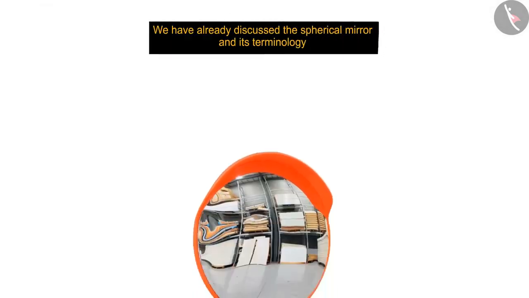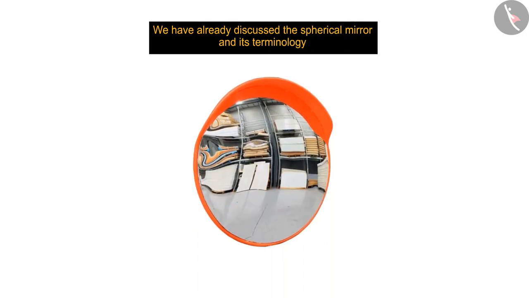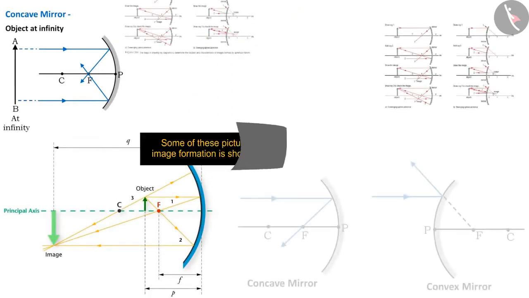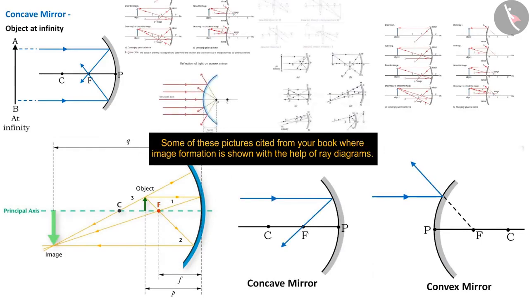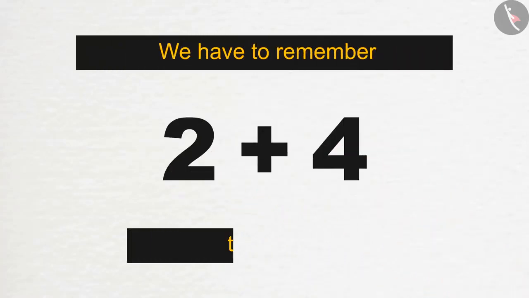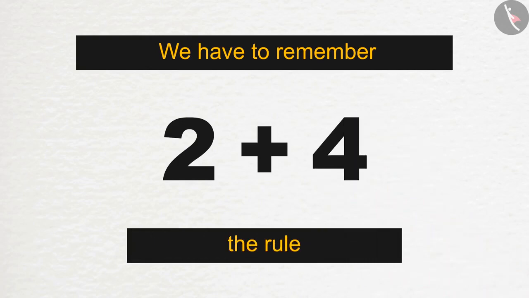Let's move forward. We have already discussed the spherical mirror and its terminology. Today we will discuss representation of images formed by mirrors and the cases of convex mirrors. You must be familiar with some of these pictures cited from your book, where image formation is shown with the help of ray diagrams. To understand these diagrams, we have to remember the rule of 2 plus 4, where 2 is the number of rays and 4 is the number of cases.